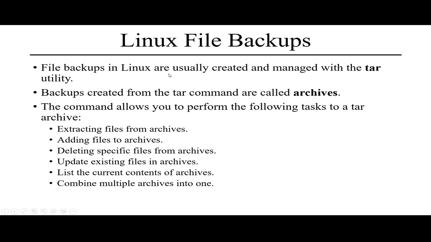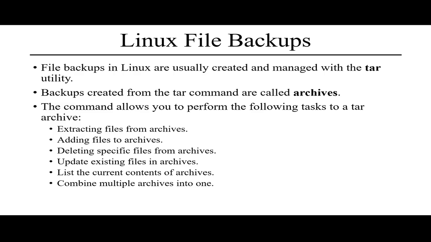So file backups in Linux are usually created and managed with the tar utility. This is referring to the backing up of individual files. Linux comes with a utility called tar for that. Backups created from the tar command are called archives. The command allows you to perform the following tasks on a tar archive. For example, you can extract files from archives. You actually did that when you were installing Git. You downloaded it as a Git archive, or tar archive, so you extracted the contents of the archive and then installed the software.